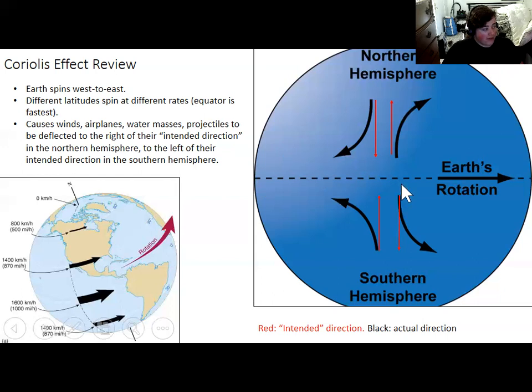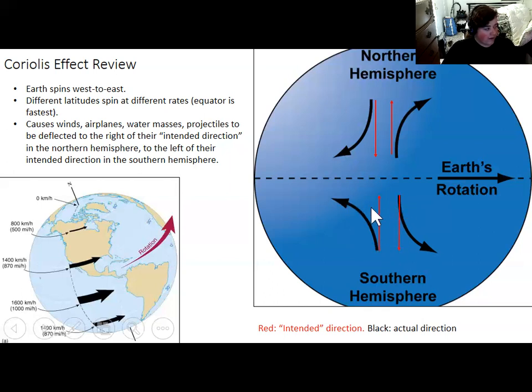And at the equator, when you take off, you still continue to spin at the velocity that you would be if you were still at the equator. But the ground underneath you is spinning slower and slower as you head towards the South Pole. So you end up going too far east again. And this is now to the left of your intended direction, the intended direction being the red arrow here.